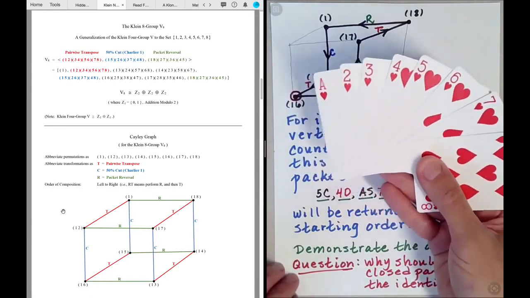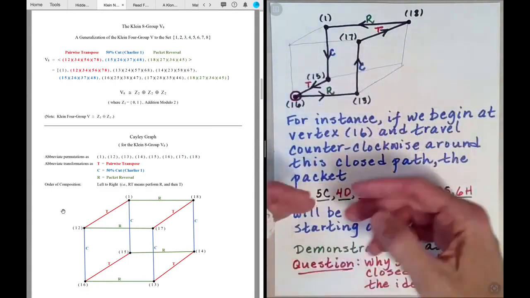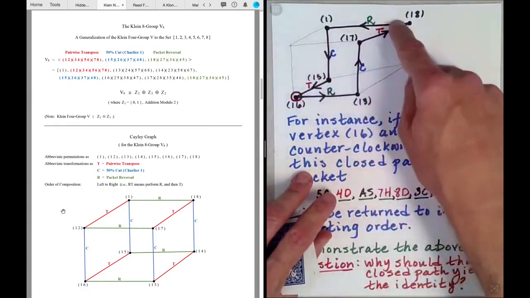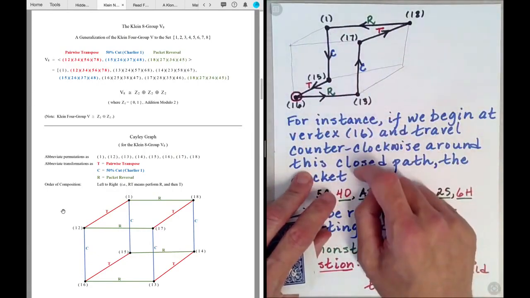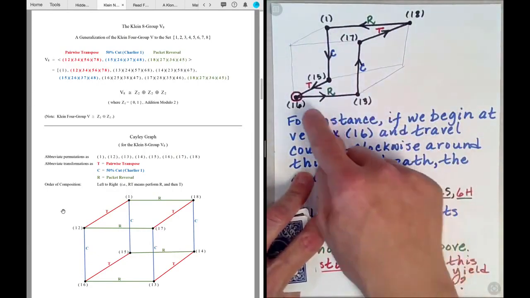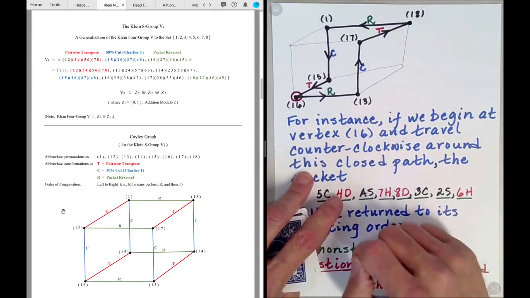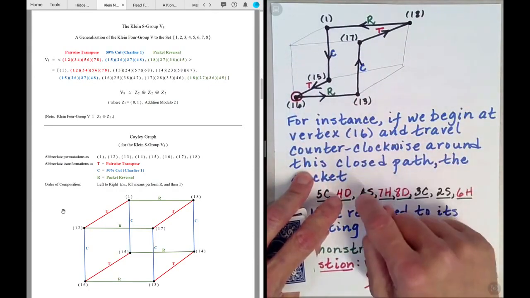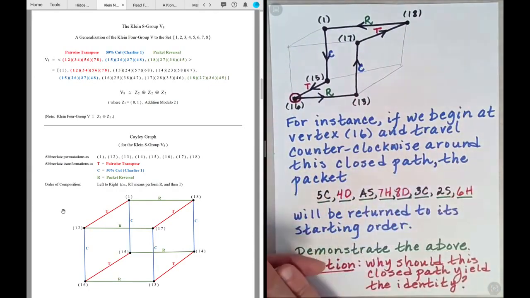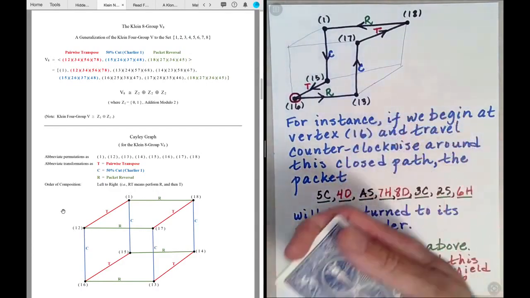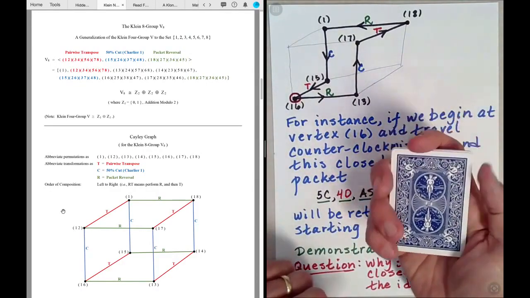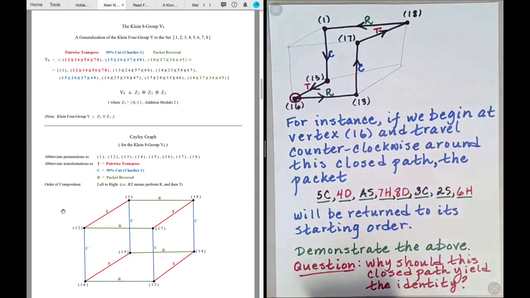Okay, so that will work for any closed path that you choose to travel, as long as you finish where you started. And it won't matter if you go clockwise or counterclockwise. You will always return to, it will always be identical to the identity. That's another way to think about it.